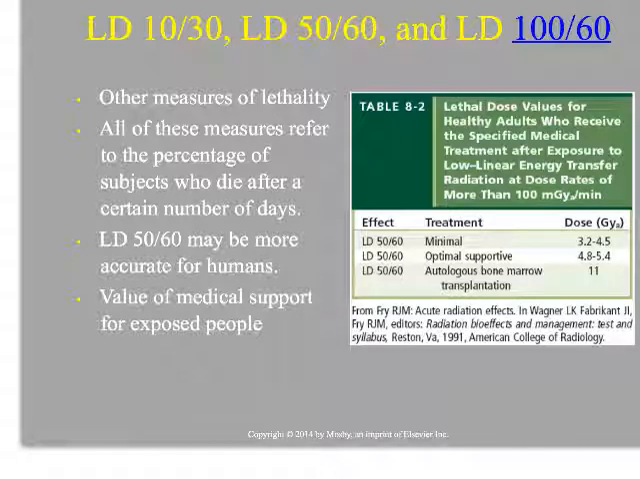The LD50-60 may be a little bit more accurate for humans because humans, we have the ability to medically respond to the damage. So we can do blood transfusions, we can do bone marrow transplants, we can give people fluids if they have an electrolyte imbalance, we can give them medication that can help them not go into shock. So it may be more accurate if we're talking about a person in an exposed population who receives medical treatment, it's probably better to look at the 60-day window for survival.